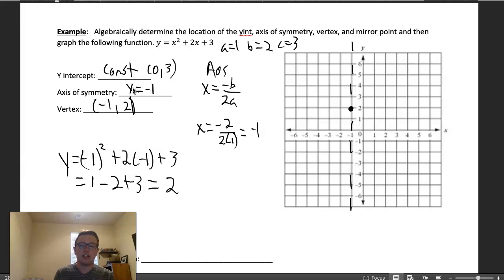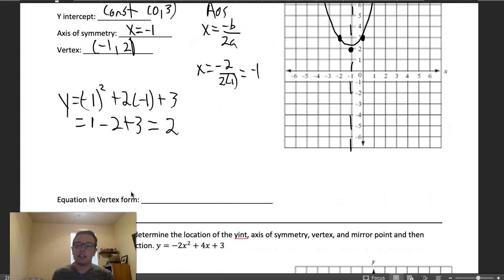And we do have another point. We have the y-intercept at 0, 3. So we can plot that on, and we can plot this 1 unit across on the other side. And these are the 3 points that we need to make a parabola. You're always going to need 3 points to make a parabola. And that's going to be the basics of our function.